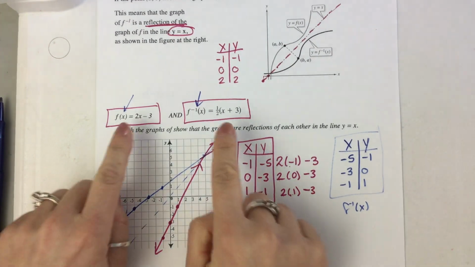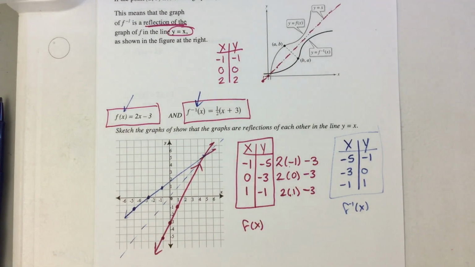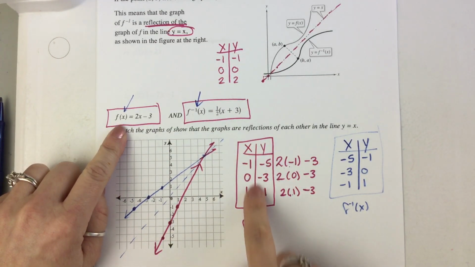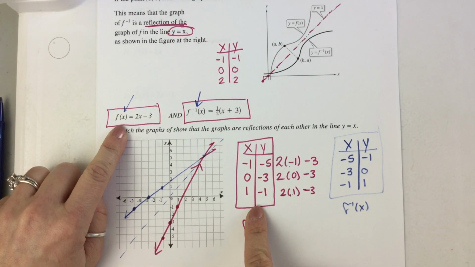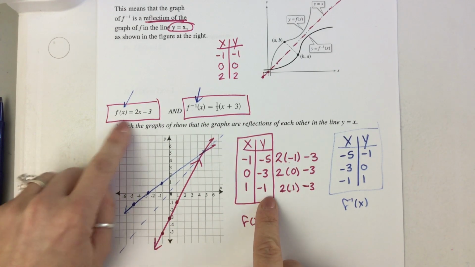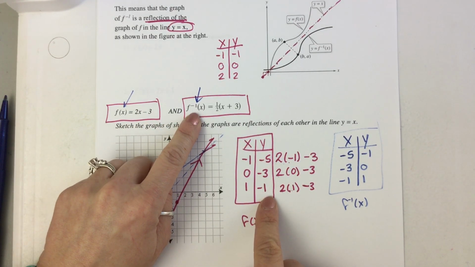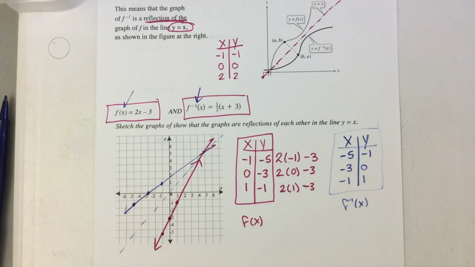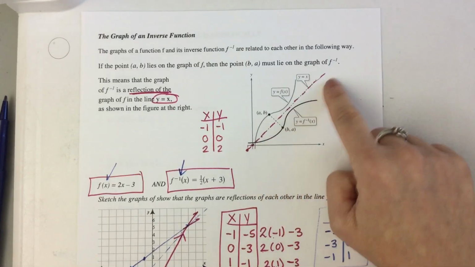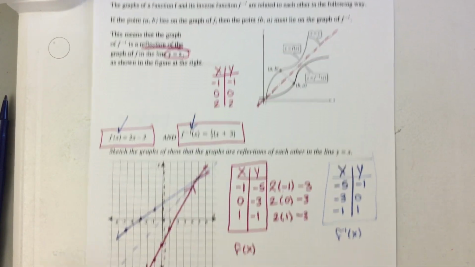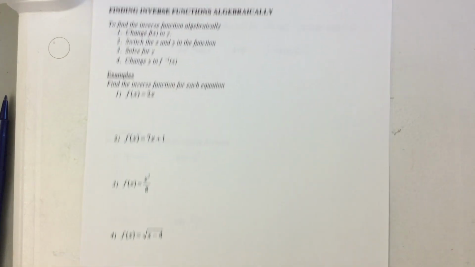So again, if you are given two functions and asked to graph them, find the ordered pairs for one using an XY chart. Graph that. Then if they tell you this is the inverse, just switch the X's and the Y's, graph it on the same grid, and make sure that you do have that reflection. So that's the deal with graphing inverses.